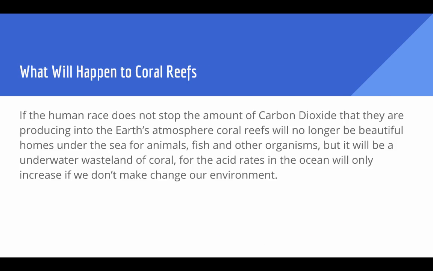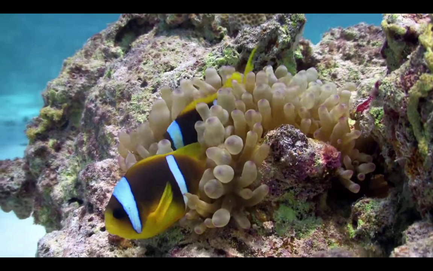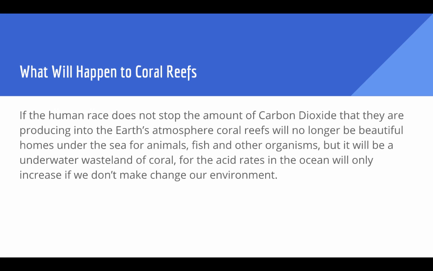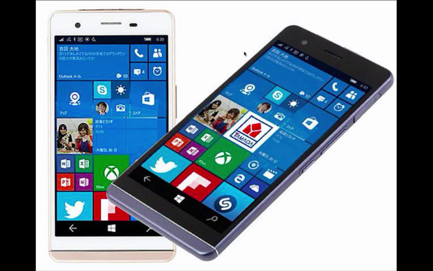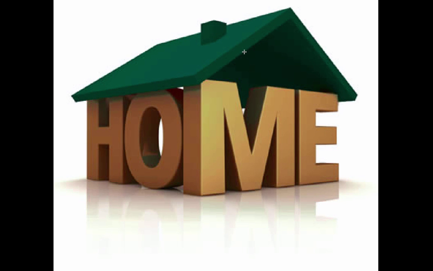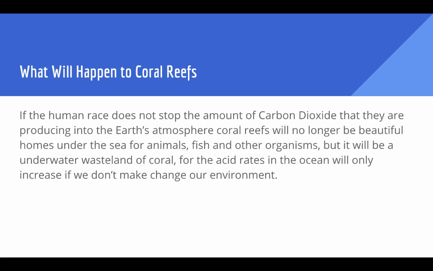So what will happen to coral reefs if the human race does not stop the amount of carbon dioxide that they are producing into the Earth's atmosphere? Coral reefs will no longer be beautiful homes under the sea for animals, fish, and other organisms, but it will be an underwater wasteland of coral. For the acid rates in the ocean will only increase if we don't make a change in our environment, which will cause many fish and other organisms to die, for they don't have a home or any place to nourish or make babies.